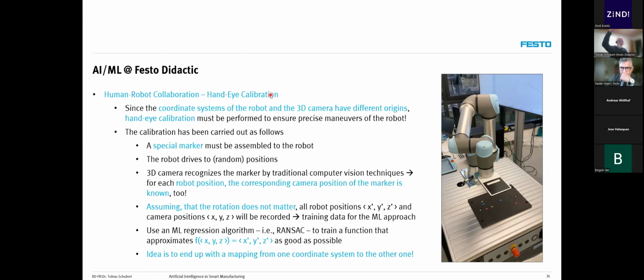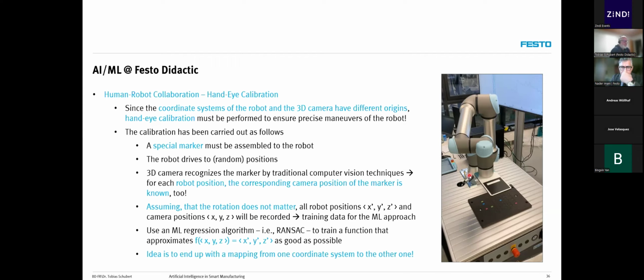Because the 3D camera, which is on top, has its origin of the coordinate system somewhere on top, while the cobot has its origin of its coordinate system here at the base. So you have to do some kind of a translation between these two coordinate systems. And what we did is we keep it simple.